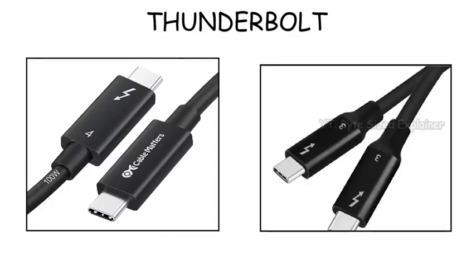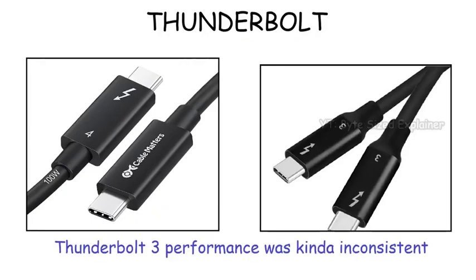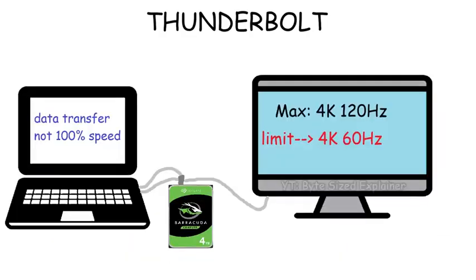And then Thunderbolt 4, which still looks like Thunderbolt 3 and has the same speed, but it guarantees that all certified cables and devices work at full performance. So sometimes a hard drive only transferred at half speed using Thunderbolt 3, or a 4K monitor that was supposed to get a higher refresh rate but got limited to 60 Hz on certain laptops.